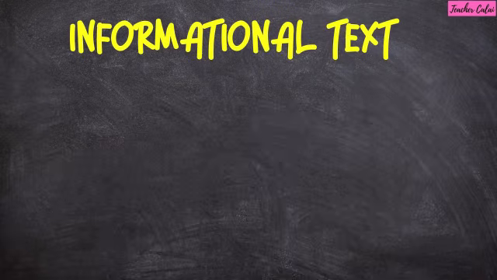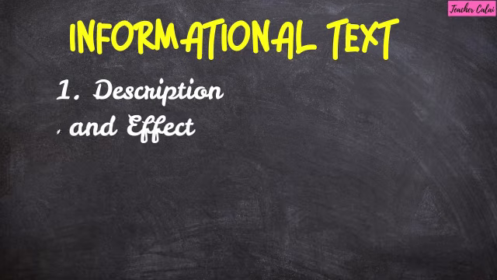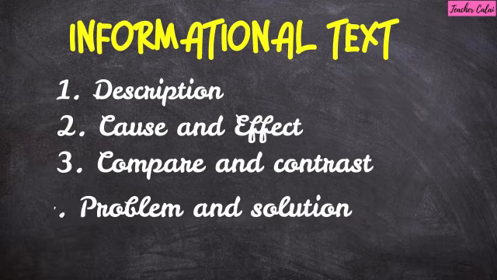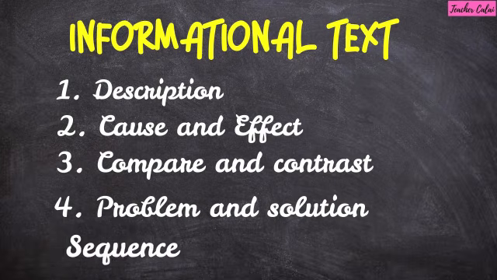Again, these are the different types of informational text. First, description. Second, cause and effect. Third, compare and contrast. Fourth, problem and solution. And last is sequence.